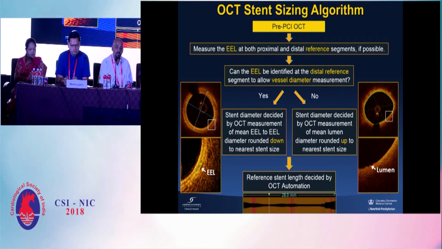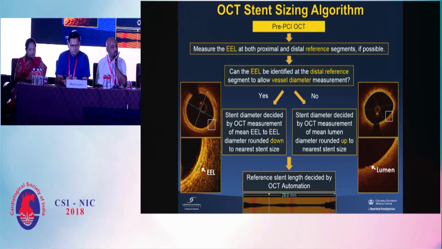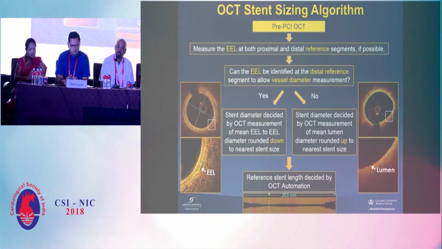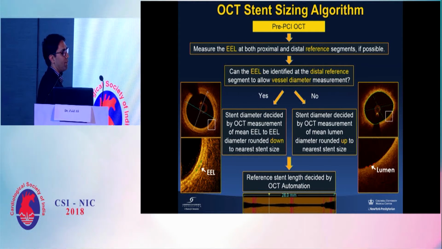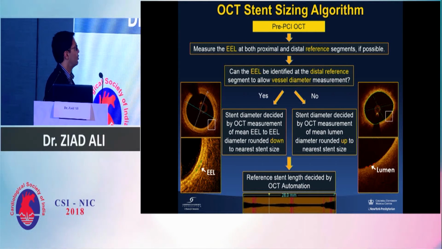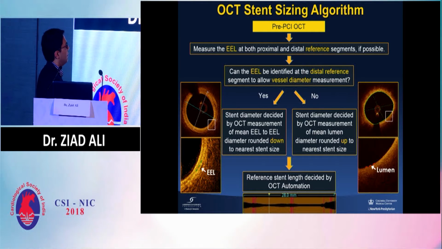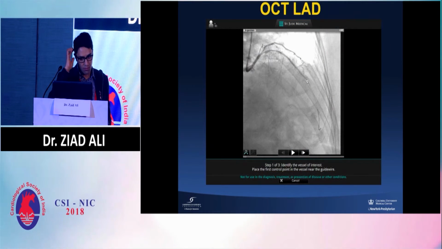Okay, so again, here's the algorithm, OCT stent sizing algorithm. We perform the pre-PCI OCT and we measure the EEL at both the proximal and distal reference segments if possible. Can the EEL be identified at the distal reference? All the measurements are made at the distal reference. And then if it is, we use the EEL or the media. If it's not, we use the lumen. And the reference stent, again, is decided by the OCT automation.